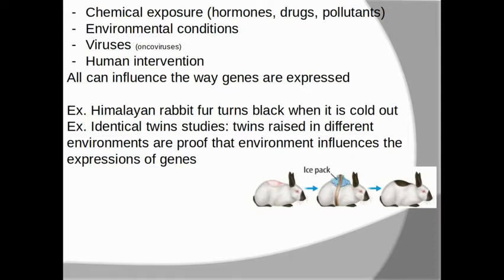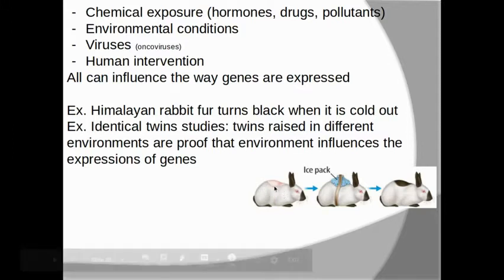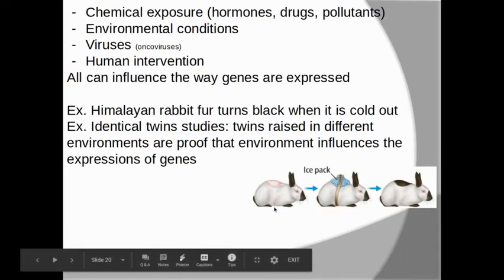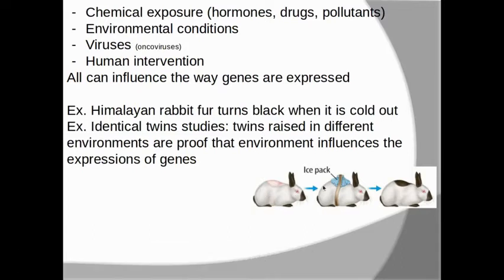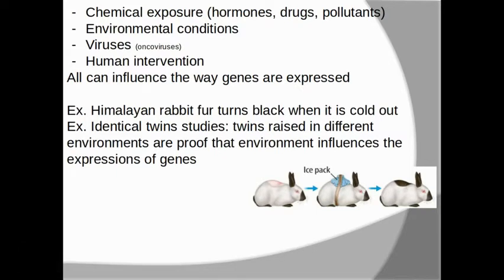There are environmental conditions that can influence the expression of a gene, like in the rabbit shown down here below. This rabbit has white hair on its body and black hair on its extremities. An experiment was done where the back of the rabbit was shaved and an ice pack was strapped on. And as that hair grew back, it grew back black. So, environment is included in the list of factors that can influence the expression of a gene.